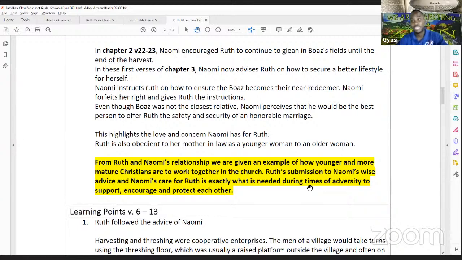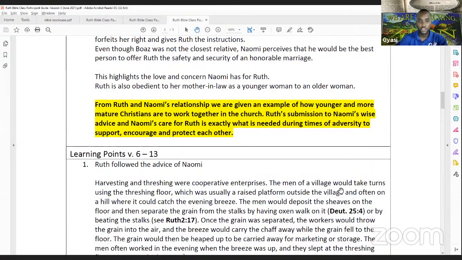Though we sometimes expect others to know that we are in need or that we need assistance. But if we don't have that bond, if we don't reach out to others, if we don't have that relationship with others, it's very difficult for them to even perceive or lend some form of assistance, even if it is just a listening ear. So we see the importance of that bond and that relationship between Ruth and Naomi. So Ruth follows the advice of Naomi.